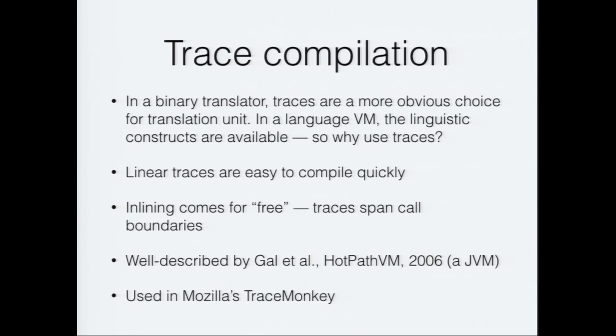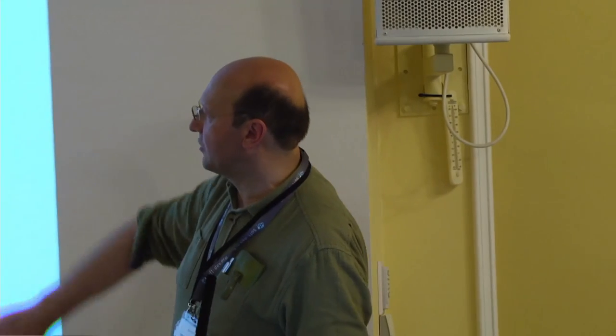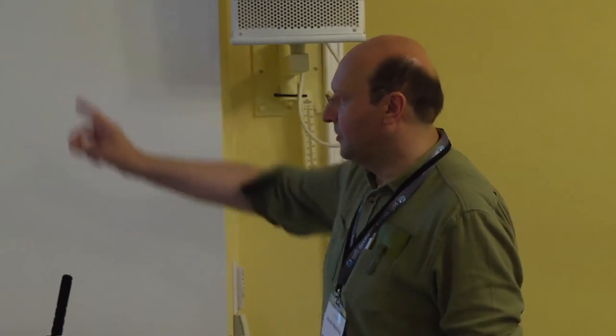So trace compilation is important in that instead of compiling a method at a time, you compile traces. So you monitor what's being executed. A trace can span multiple methods. You observe the common traces and you compile them. They're easy to compile because they're linear. You get inlining for free because the traces span call boundaries. There's a landmark paper that describes this, and an earlier paper which was in the slides I skipped on its origins in binary translation.